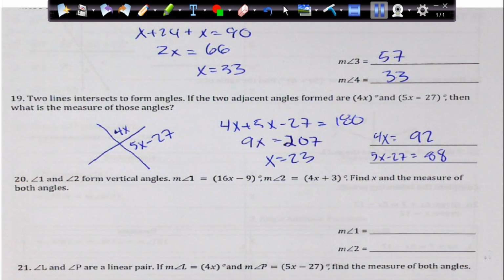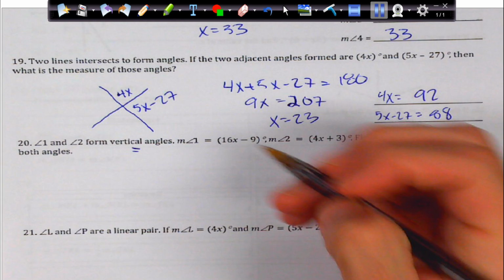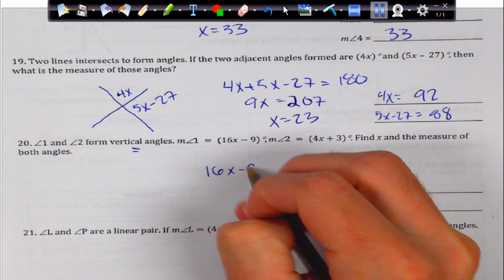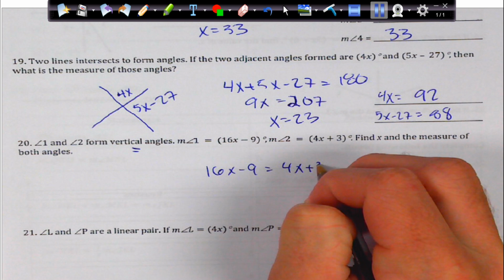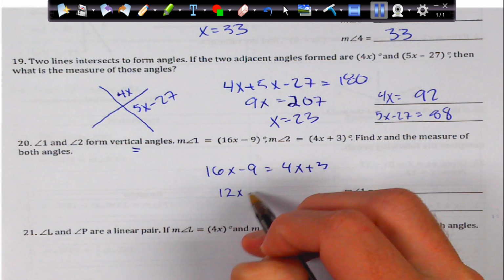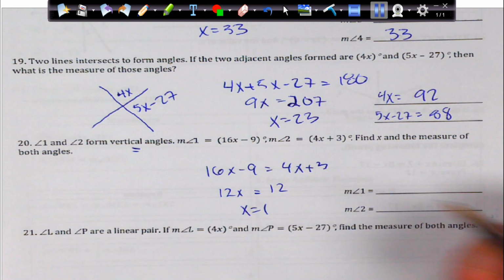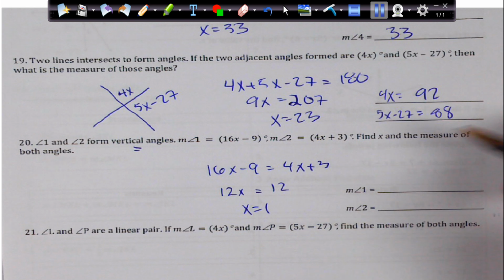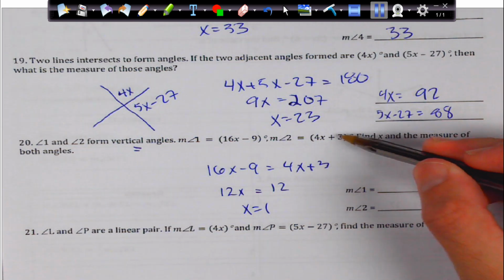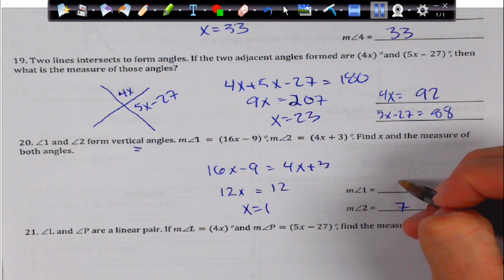So we're good. 1 and 2 form vertical angles, so vertical angles are congruent, so we just set them equal to each other. And subtract the 4x, that gives me 12x. Add the 9, that gives me 12, conveniently, x equals 1. Find the two angles. Angle 2 is really easy. 4 times 1 is 4 plus 3, which is 7. So that means this one's also going to be 7, because they have to be the same.